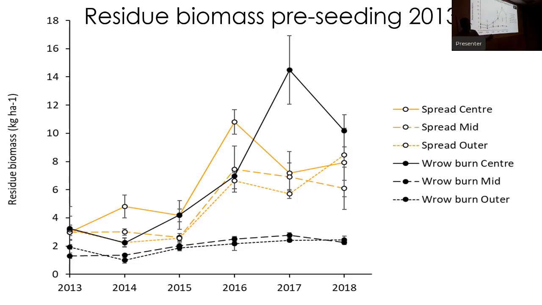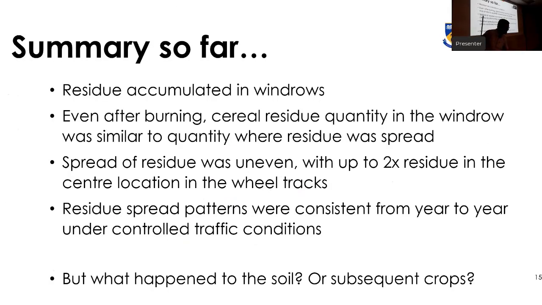So I think I've actually got a summary slide coming up now. Yes, summary so far. We do get residue accumulated in windrows, and it is uneven. Even when we try to spread the residue, we can get up to twice as much residue right behind the harvester than we get out in the wings. And if we're doing that in the same place year to year, we need to look out for that. So what happened to the soil and what happened to the subsequent crops? We'll go there now.